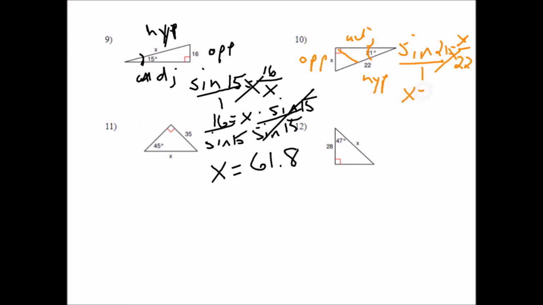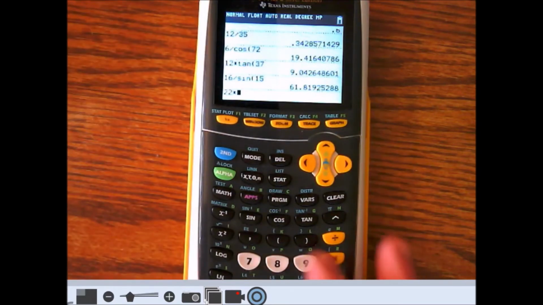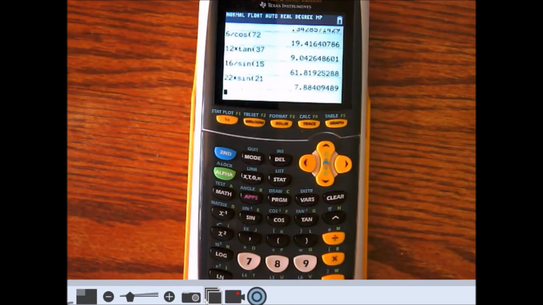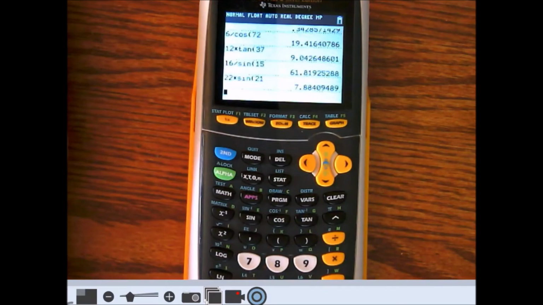Put this over 1 and cross multiply. X times 1 is x. That's sine of 21, by the way. So on my calculator, I'm going to do 22 times sine of 21. 7.9 rounded to the nearest tenth.